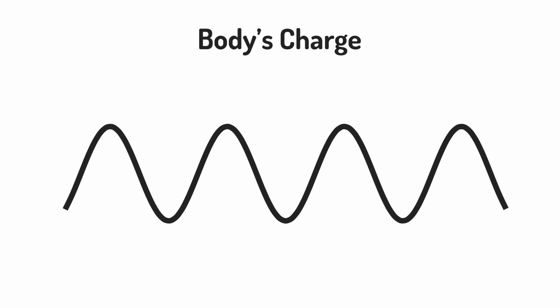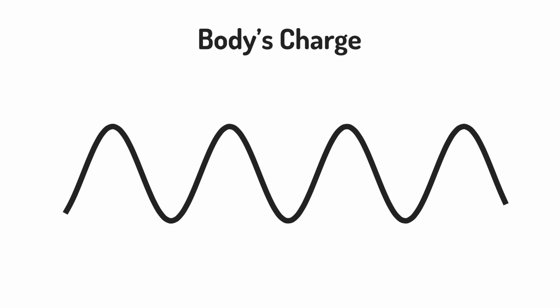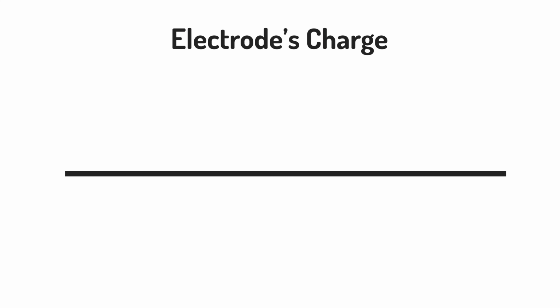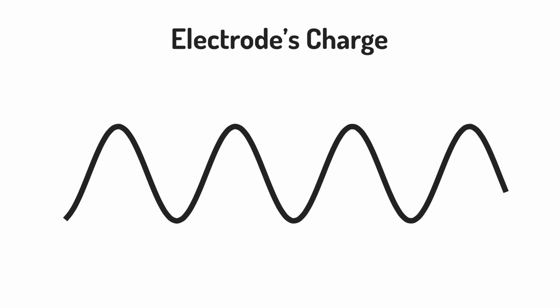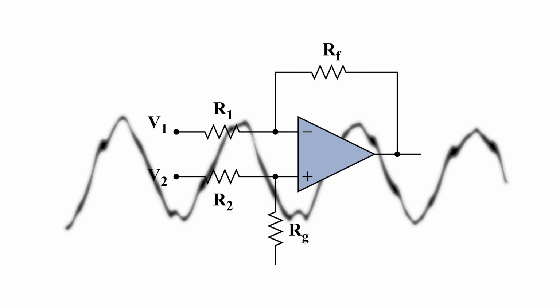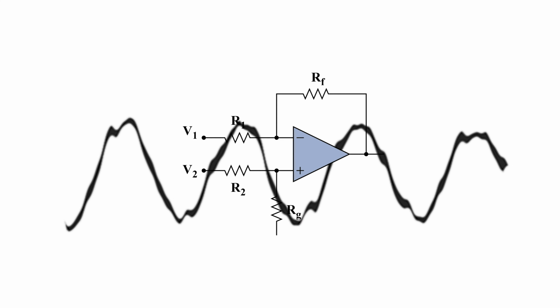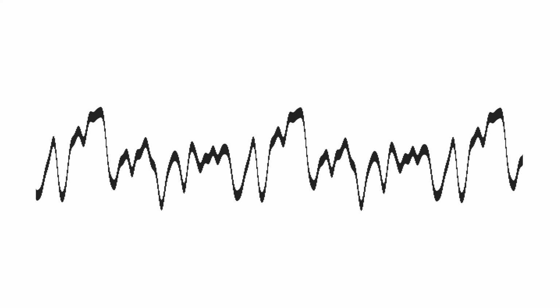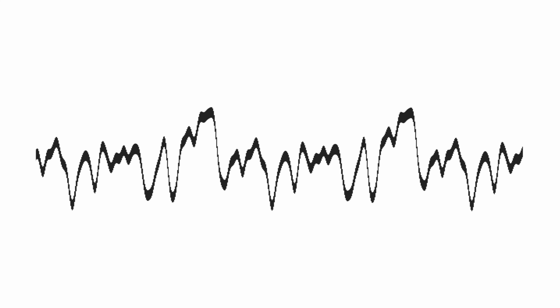Think of it this way. Let's say the body's charge is constantly going up and down like this. If we read the voltage off the earlobe, it will represent the charge of the body. Now, when we measure the voltage of the electrode on the scalp, it will have the same pattern but with small differences from neuron activity. We use a differential amplifier to subtract our reference voltage from our scalp voltage to get a clear signal, and then we amplify it. The resulting signal is our EEG reading.